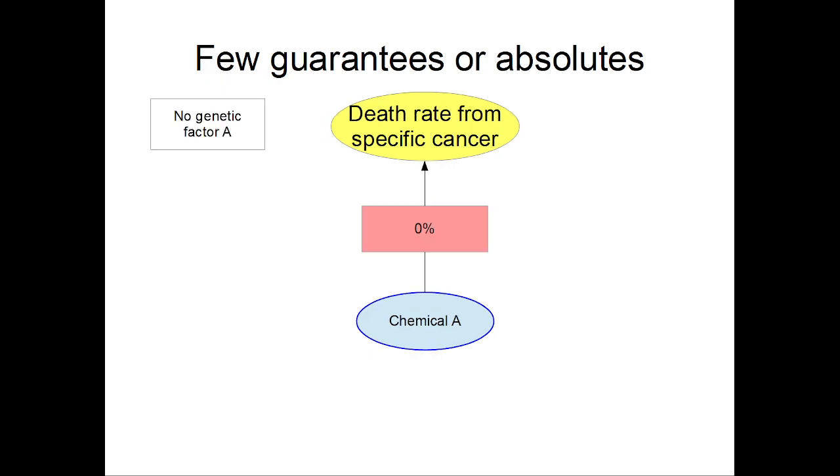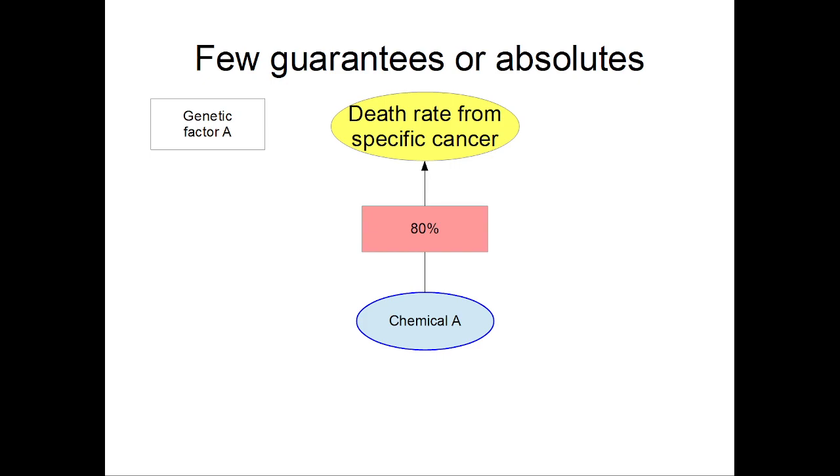So in this hypothetical scenario, we could say, okay, if you don't have genetic factor A, we have a guarantee you're not going to die from this specific cancer, because we were able to show that no one dies from it if they don't have this genetic factor A. But if you do have genetic factor A, you have a really high risk.